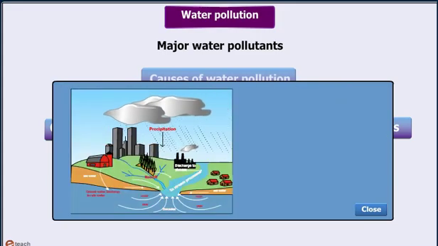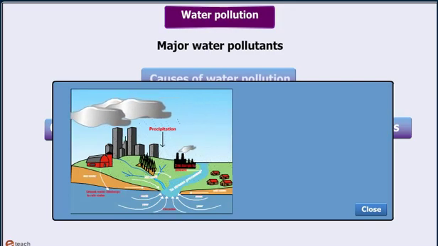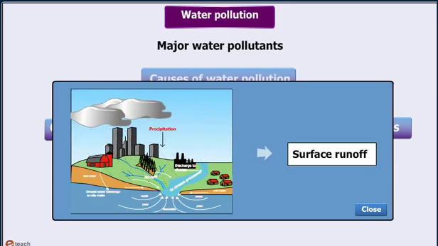Here the water runoffs from various polluting sources are shown, and it is also shown the way they are causing pollution. The groundwater discharge to stream is also shown here.